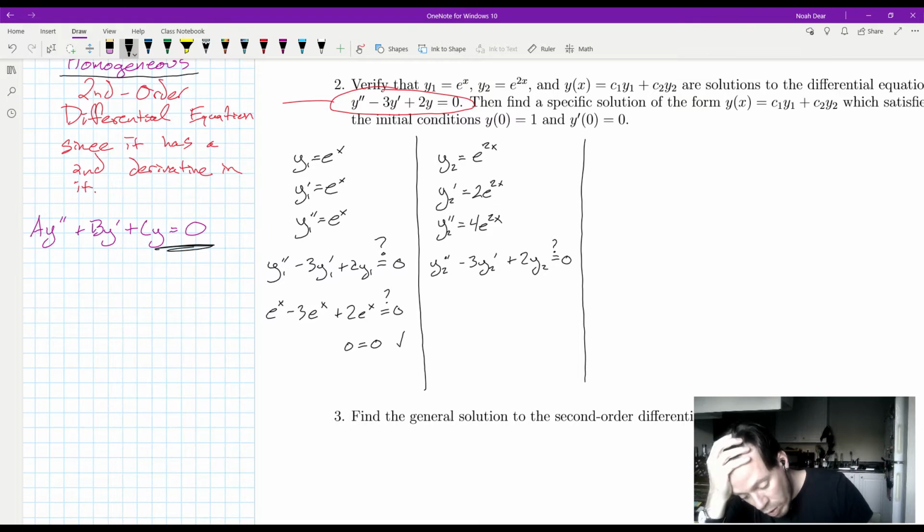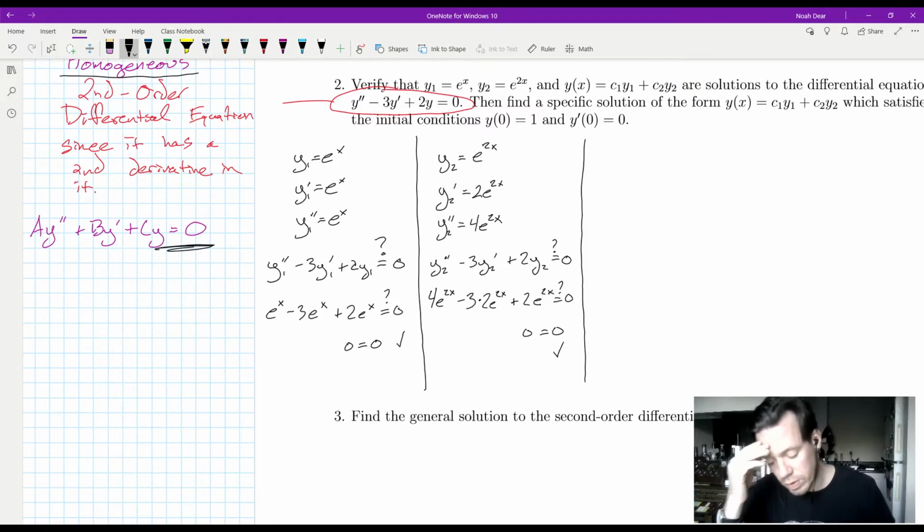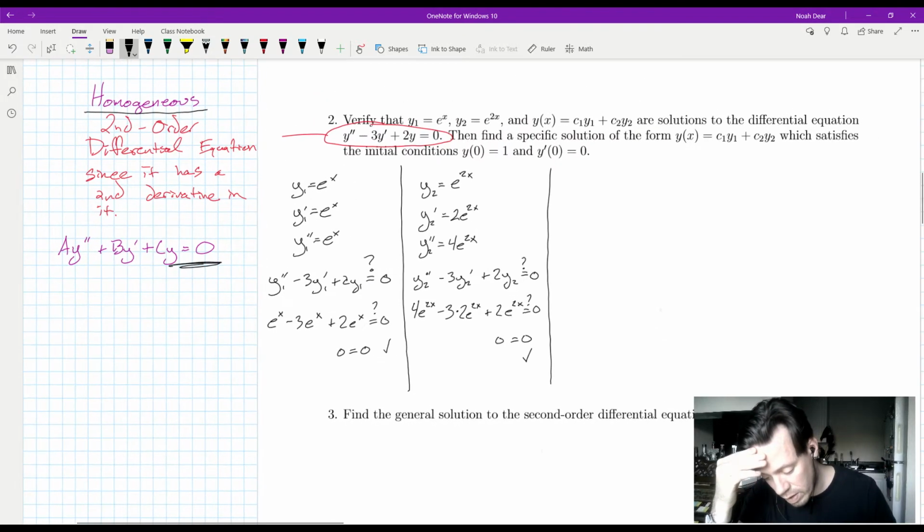So y2 double prime is 4e to the 2x minus 3 times y2 prime, which is 2e to the 2x, plus 2y2, that is 2e to the 2x. Now, does that equal 0? We have 4 minus 6 is negative 2 plus 2 is, in fact, 0. So yes, y2 is also a solution to the differential equation.